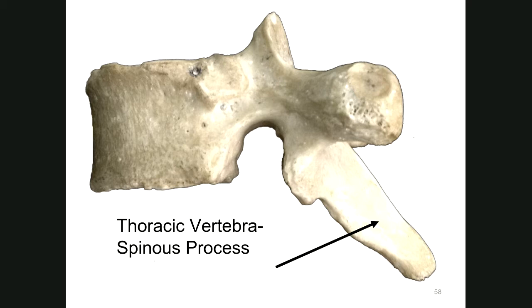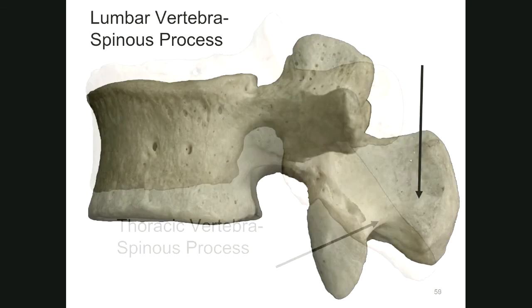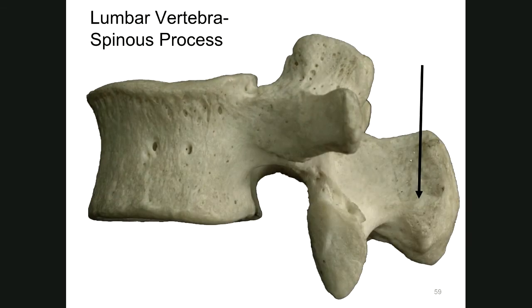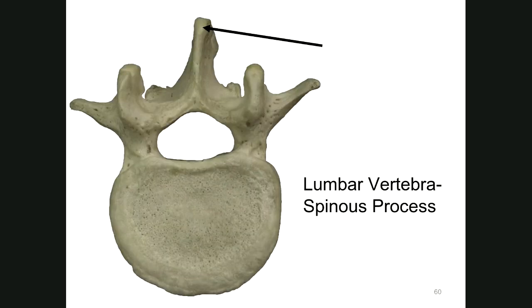All right. Then here's the spinous process for the thoracic from the lateral view, and then you can see it here on the lateral view for the lumbar. Lumbar spinous processes are short and blunted. They're not very long. You can see it here on the superior view then.